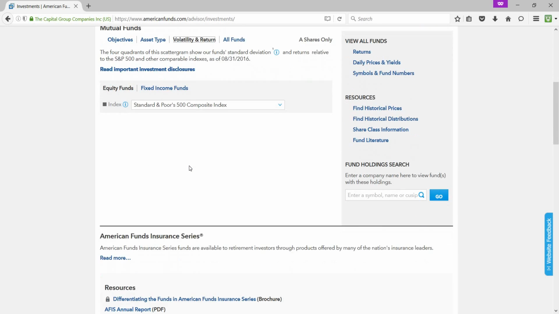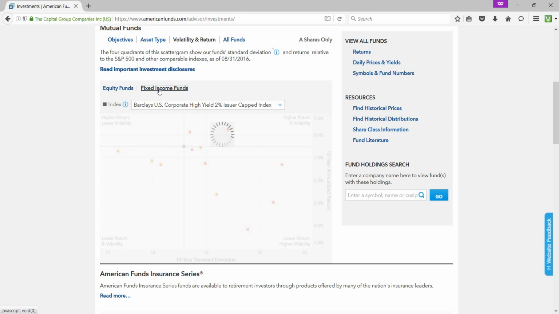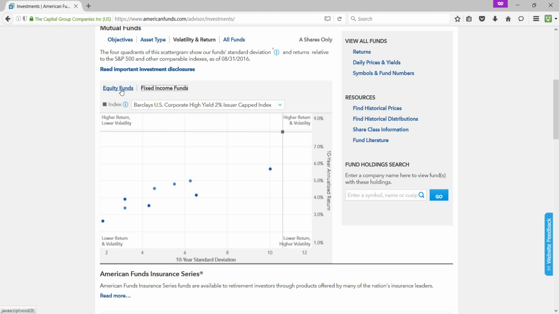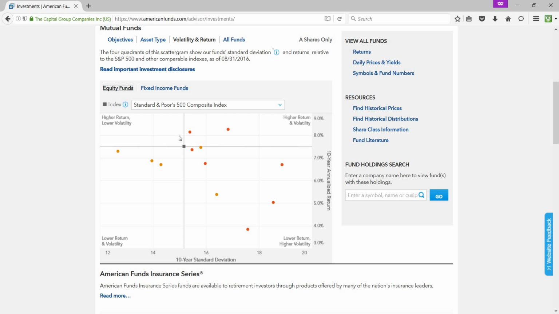And this is where we all fit in, because it helps us understand how much risk we want to take for the amount of return that we are investing for. Here you see there are equity funds and fixed income funds. Fixed income funds are usually the ones with a lower rate of return and lower risk. Let's understand the equity funds, because this is where most of our funds are distributed across the four quadrants.